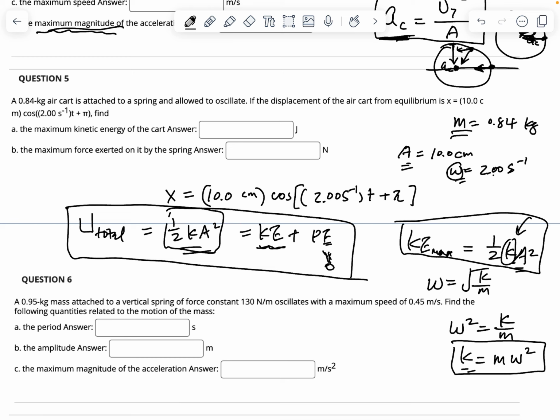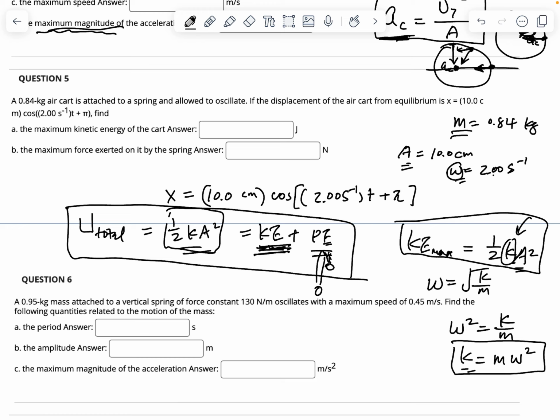Energy equals kinetic plus potential. When potential energy is 0, you have maximum kinetic energy. Okay. B, the maximum force acted on it by the spring.